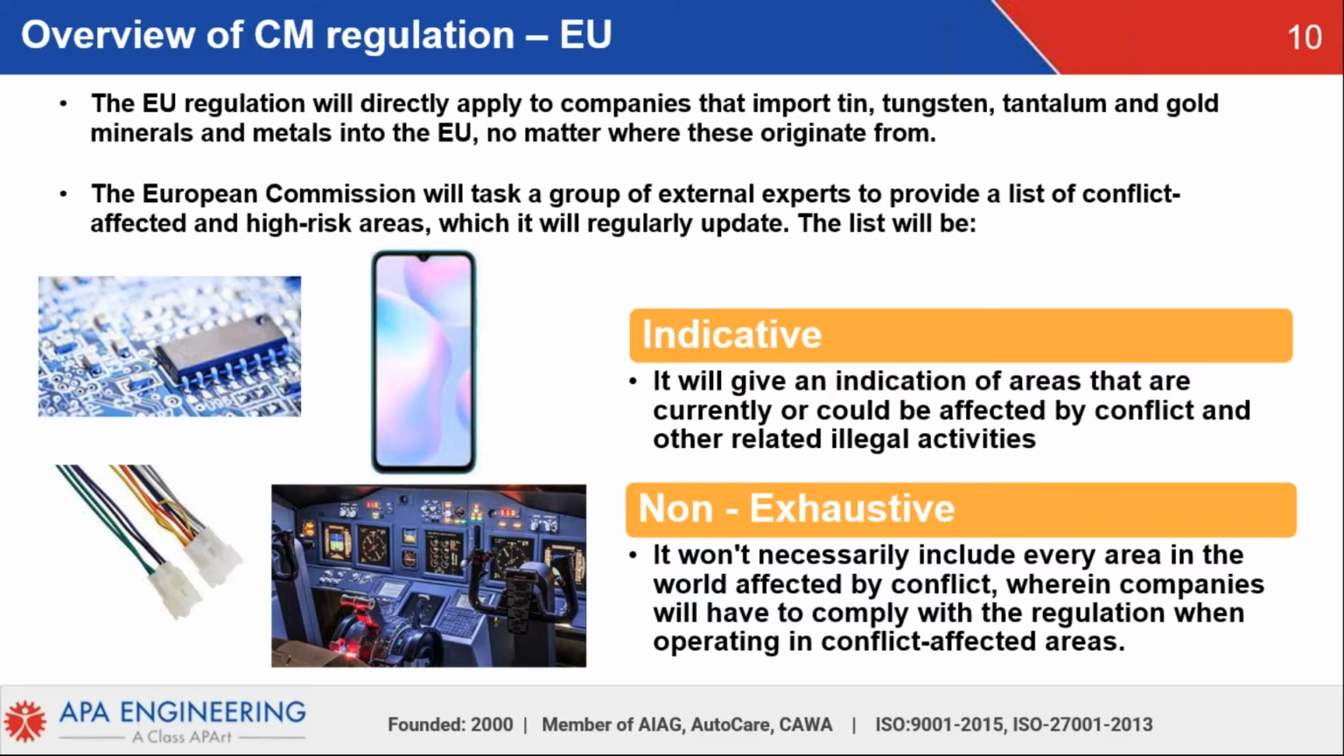The European Commission will task a group of experts to provide a list of the conflict affected areas so that the EU can monitor this. The list will include areas that currently or could be affected by conflict and have 3TG being smuggled with illegal activities. But the list is non-exhaustive. It does not necessarily include every single area affected by conflict. And so companies still have to report on all sources just to be safe and cover their responsible areas.